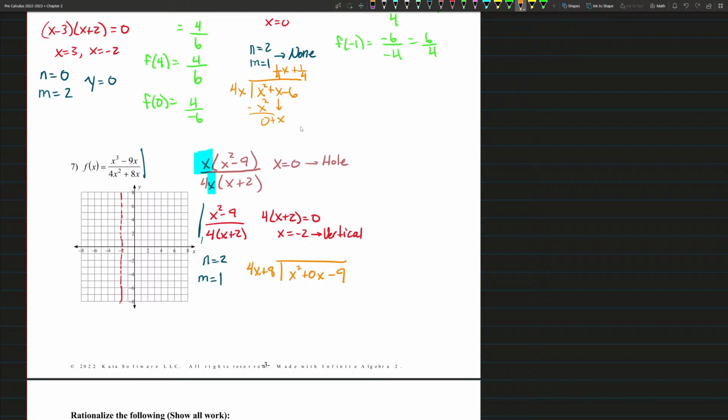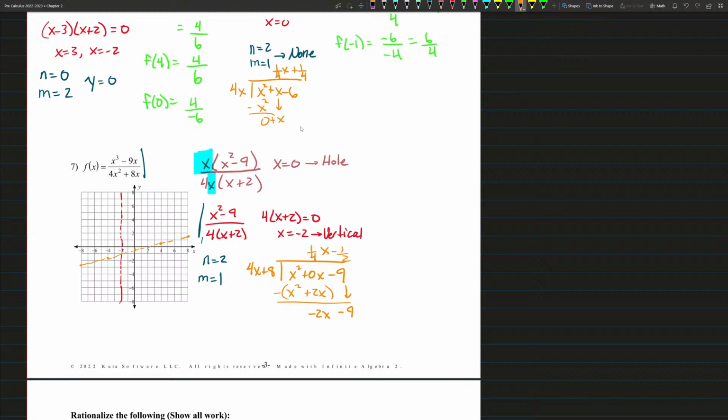4x goes into x squared at 1/4 x times. So we get x squared plus 2x. Subtract that, we get negative 2x. Bring down the 9. So minus 1/2. So up 1 over 4, up 1 over 4, down 1 over 4, down 1 over 4. So that's our slant.